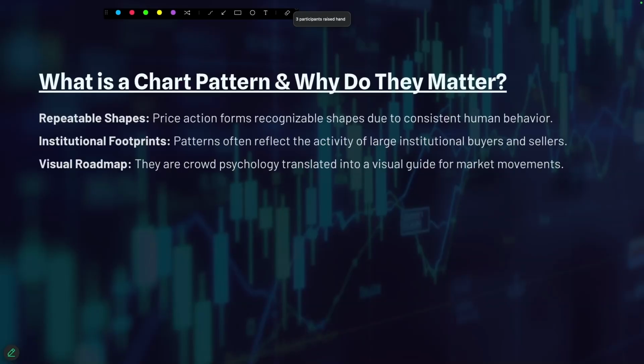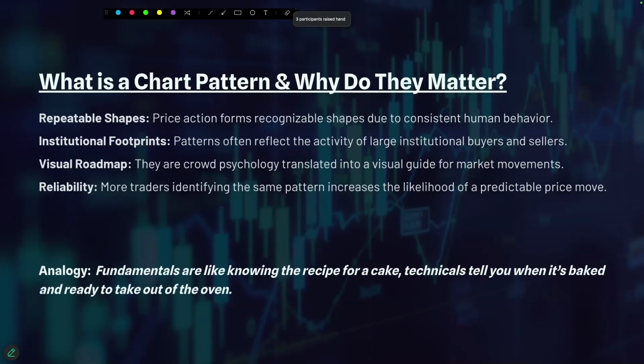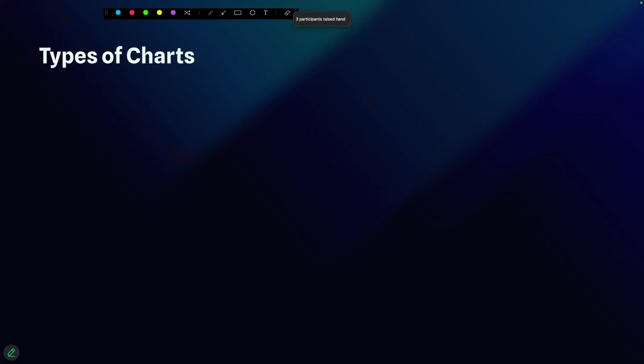So a chart pattern is basically a visual roadmap. It's crowd psychology translated into a visual guide that helps us see market action and market movements. And again, the more traders identifying the same pattern increases the likelihood of a predictable price move. And another analogy here: fundamentals are like knowing the recipe for a cake. Technical analysis is when you're sticking the toothpick in it to see if it's done, okay? So that's another way of potentially looking at that.